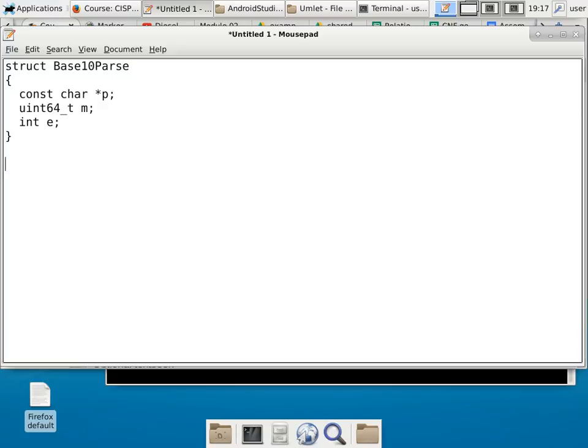The idea of using a structure is so that you can define a variable of the type of a structure, and then you can pass the pointer to the structure into each parsing subroutine. Instead of passing a whole bunch of parameters, there's only one parameter to pass.